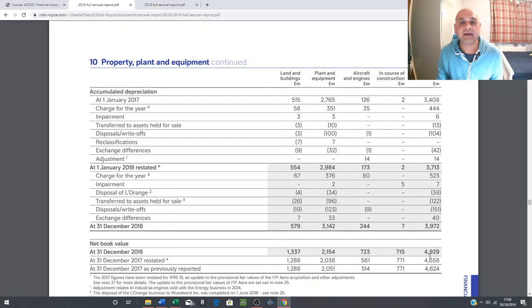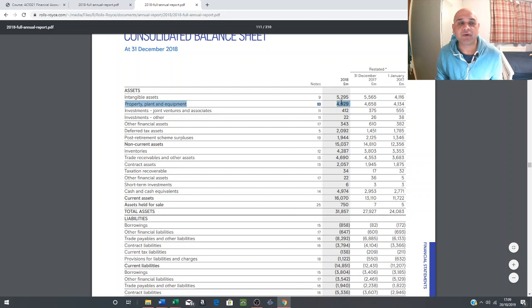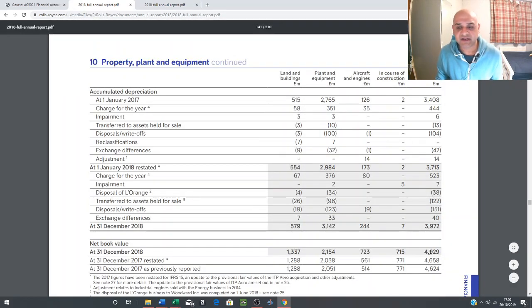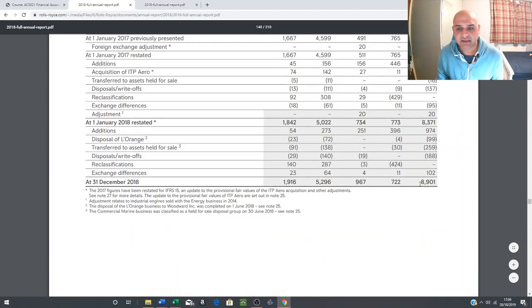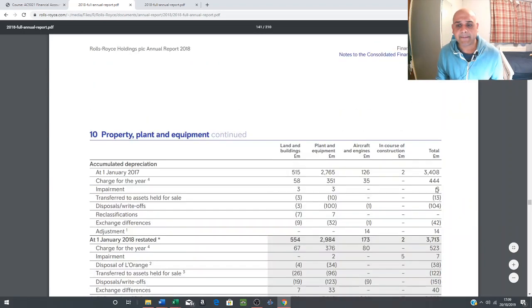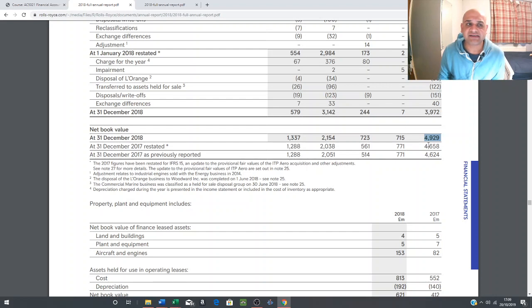And there you go, a figure which we found in the balance sheet, 4,929. That's how they arrived at it. Let's just go back. That's the total cost on 31st December 2018. From that, minus 3,972 million, and boom, we have the net book value. That's the kind of structure we are trying to learn today, and hopefully after today's session, you will be able to relate to these kinds of notes better. So that's the whole point.